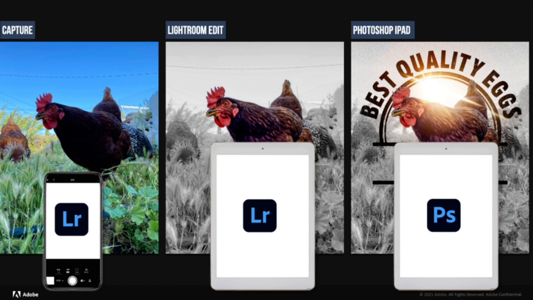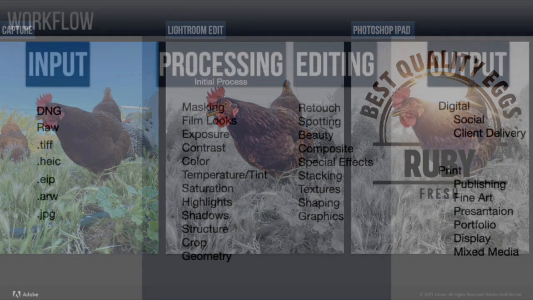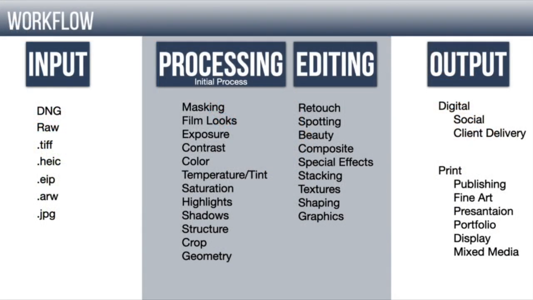But first, I'd like to talk a little bit about some terminology so we're all on the same page. With the mobile workflow, it's important to consider the process. You've got an input, some kind of image. It's either a DNG, RAW, TIFF, JPEG, etc.